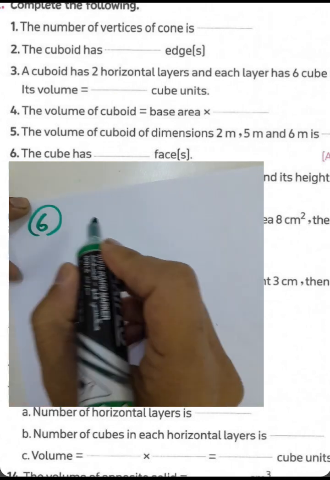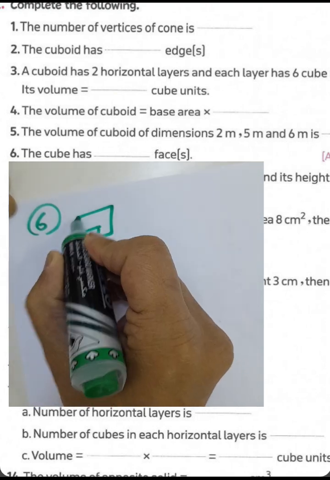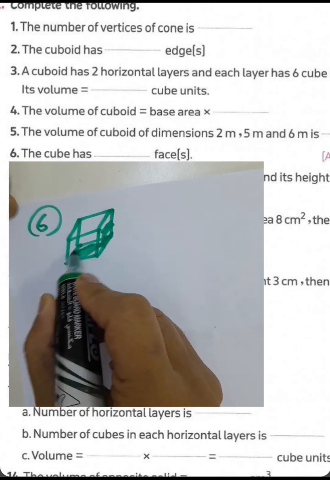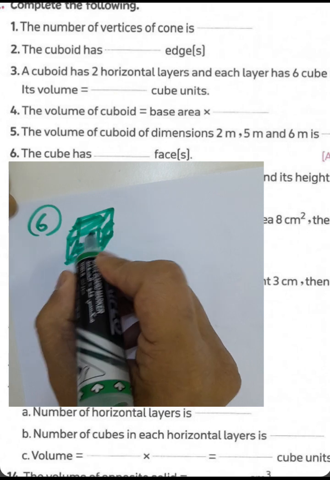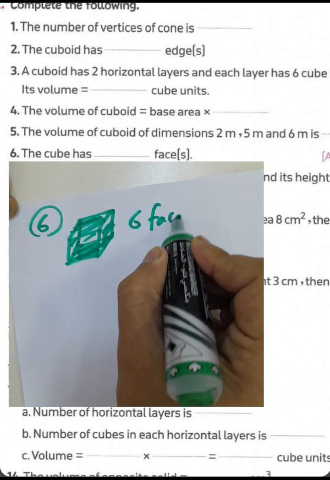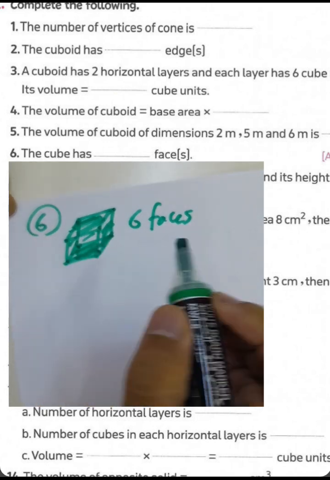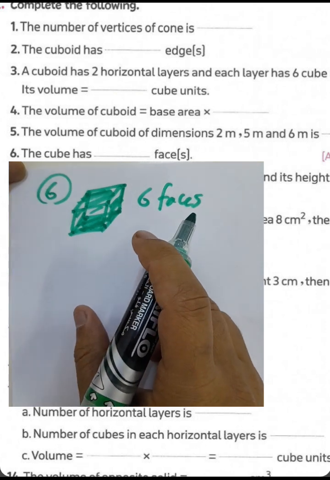Question number 6. The cube has blank faces. We have here 6 faces in the cube. We call it a cube. The cube has 6 faces. This is called a face. This face, this flap, this lid here, is a face. How many faces? 6 faces. And 8 vertices: 1, 2, 3, 4, 5, 6, 7, 8. 8 vertices and 12 edges. Then you can write in the space 6 faces.